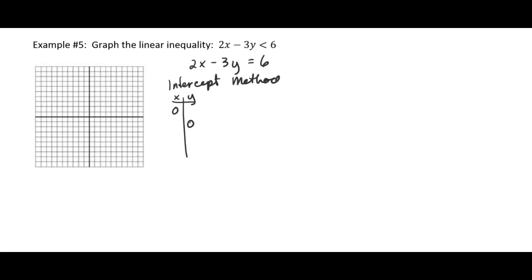Okay, so if you plug in 0 into the equation, 2 times 0 minus 3y equals 6, you get negative 3y equals 6, or y equals negative 2. So that's an ordered pair that works, (0, -2). Now let me go ahead and graph that point, (0, -2), which is right there. That would be the y-intercept.